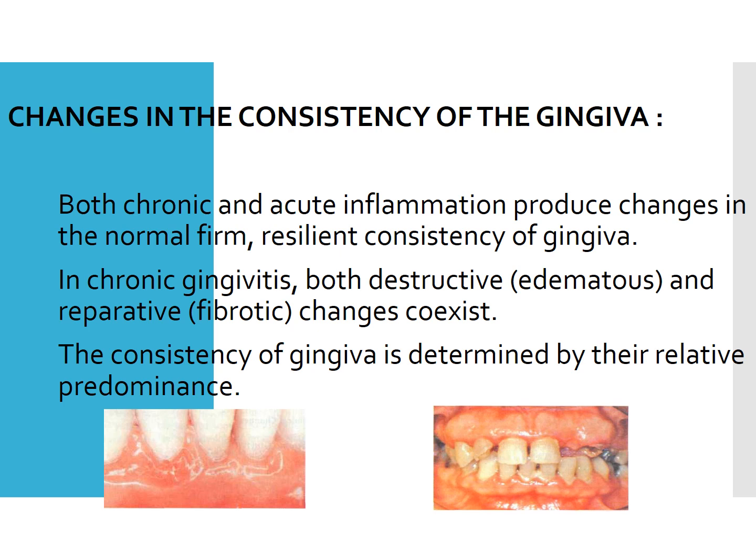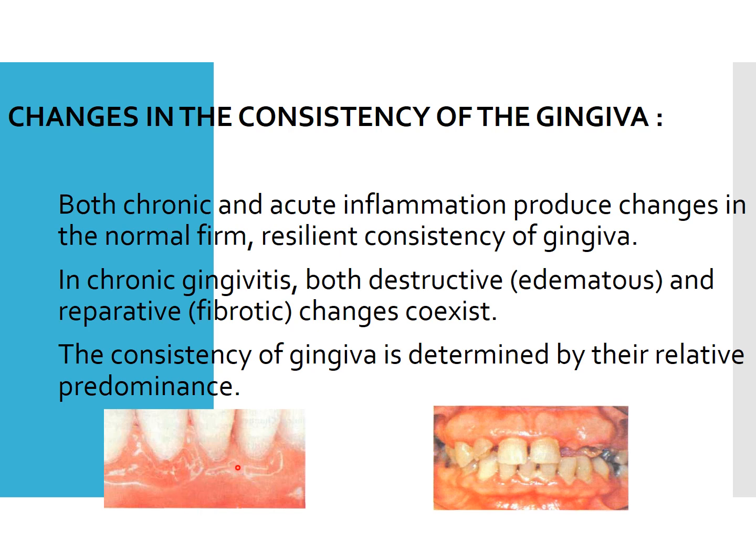In the normal case the consistency will be firm and resilient, but in case of gingivitis there can be a change from firm and resilient to more soft and edematous. So you can see both chronic and acute types of inflammation and the changes in the consistency. In chronic gingivitis, you can see either a destructive type or a reparative type, or they can coexist. In case of destructive, it will be more soft and edematous, as you can see in the picture.